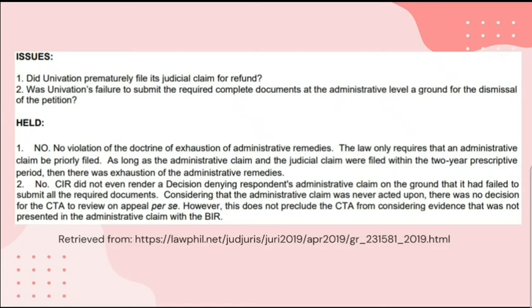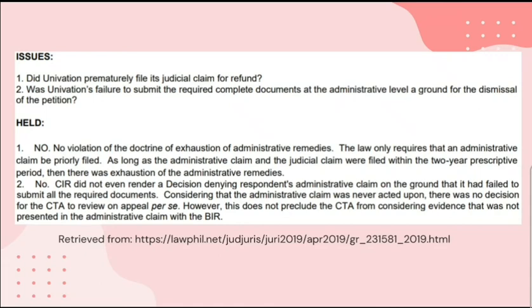No, because according to the procedure of recovery of erroneously paid taxes, the claiming for refund or credit must be executed within the 2-year prescriptive period. In the case, Univision filed its administrative claim with the BIR on March 2012. Since the BIR did not act on the claim for refund, which made Univision file a petition to review with the CTA.